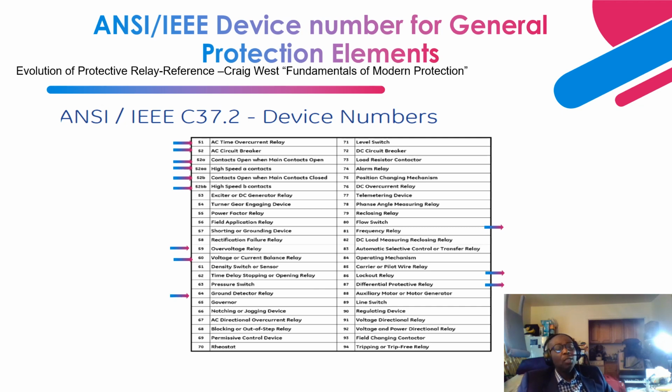Okay, so depending on the owner of these generating plants, the owner can come up with a scheme where, from the output of these relay elements, I don't want to go straight into the breaker. I want to go through a lockout relay, right? So the lockout relay is the intermediary between the relay and the breaker, right?